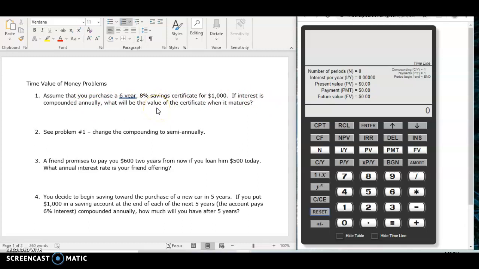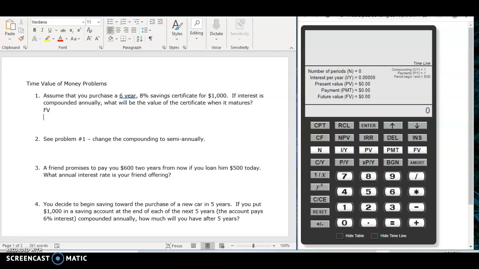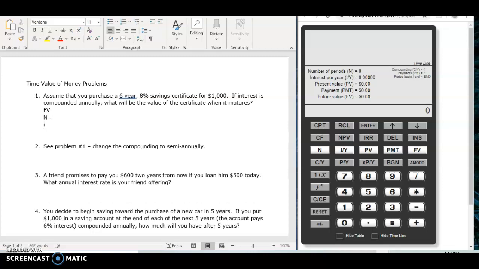So we're looking for a future value. It's not an annuity because we don't have payments going in or multiple cash flows. We just have one time that we're buying this. So we have one cash flow, that $1,000, and then we're letting it sit for a period of time. So this one is going to be a future value problem. So we had to look up some information. So we need to know what is the number of periods. We need to know what is the interest rate.